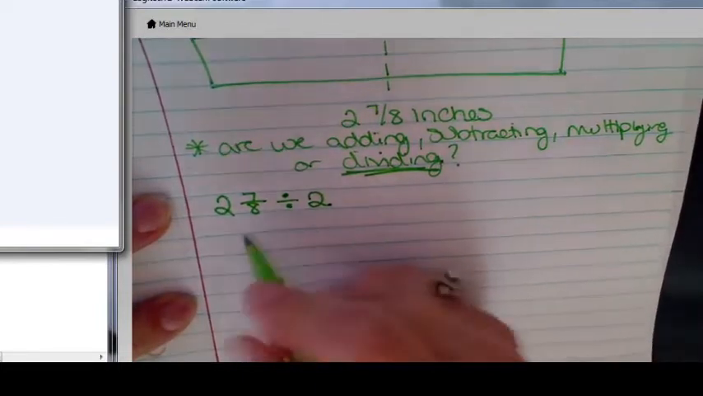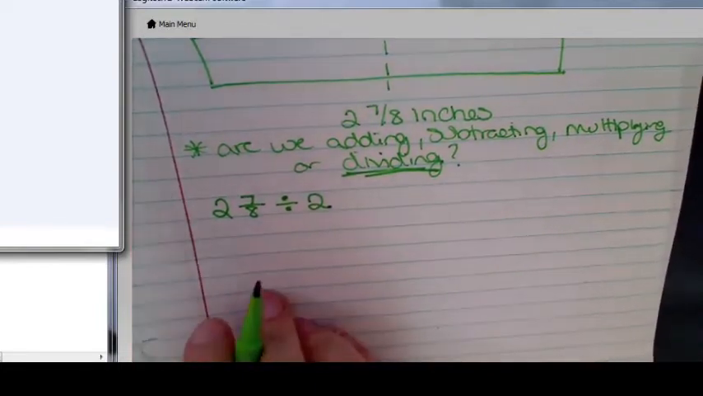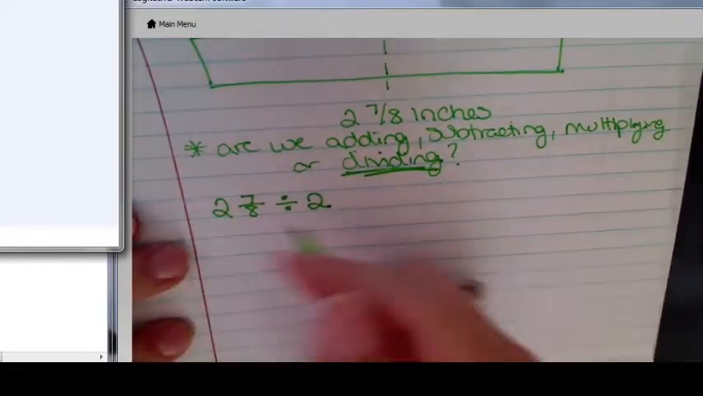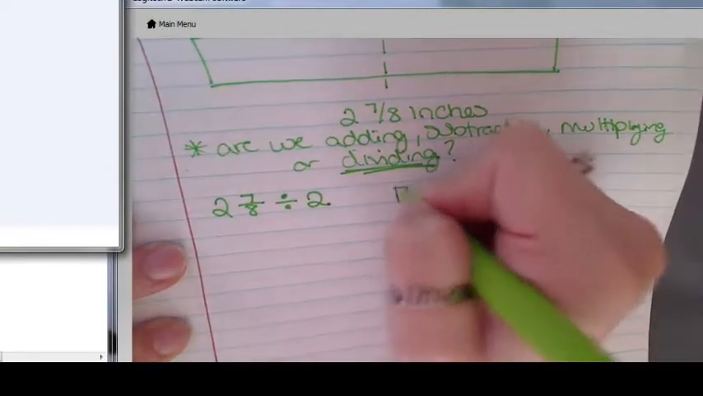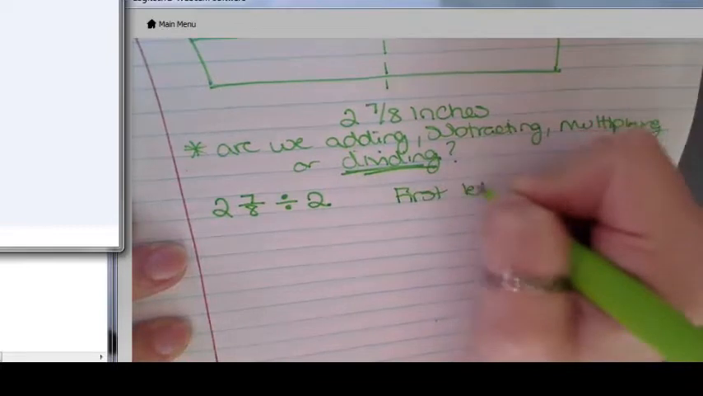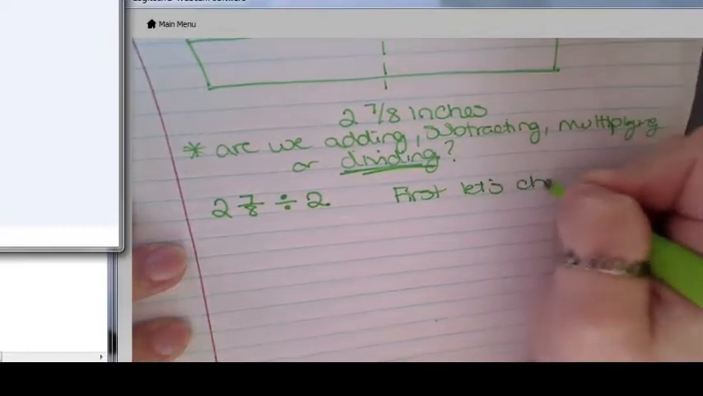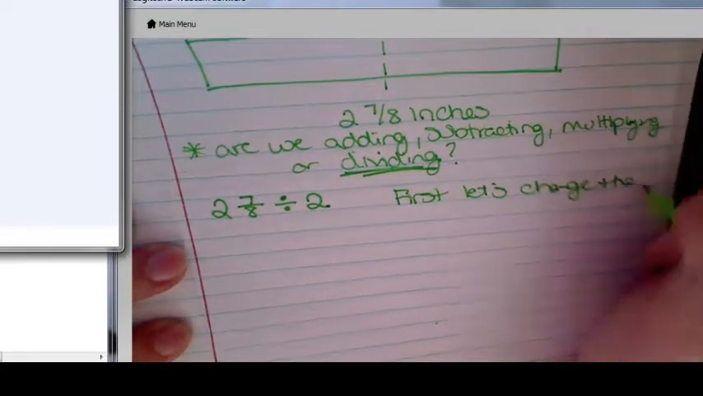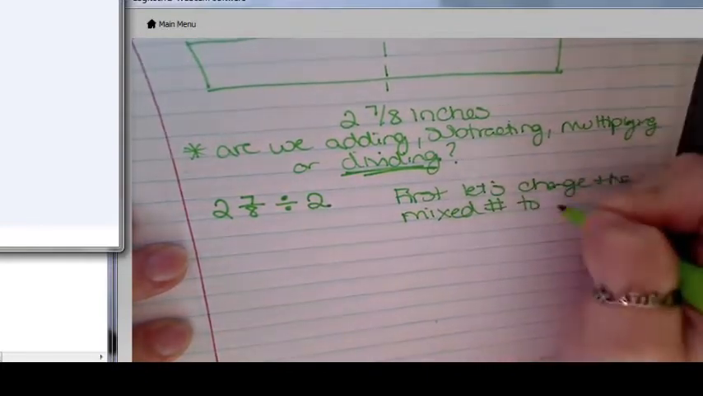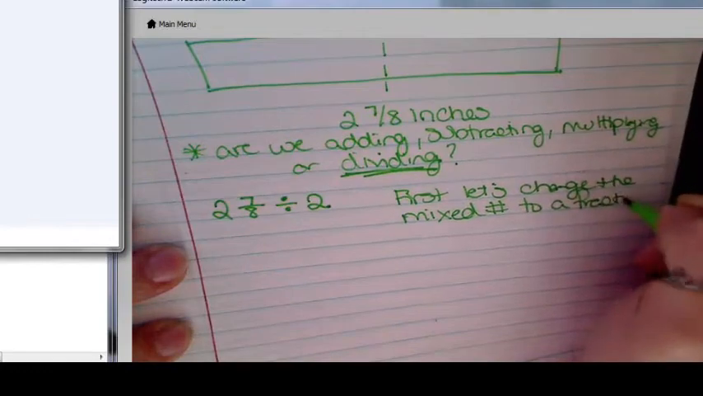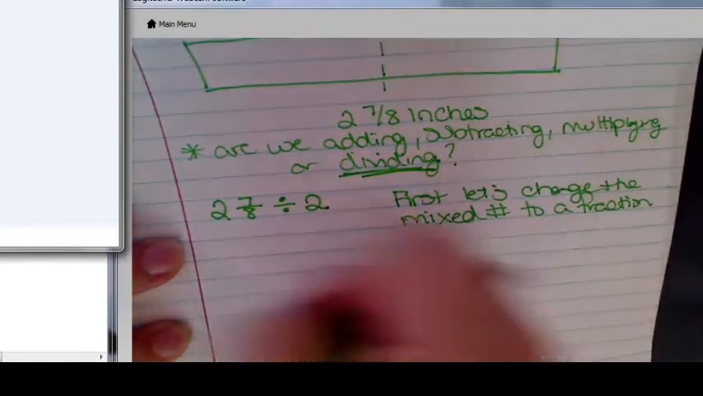So we have more than one problem going on here. We have mixed numbers, and then we have division. So let's do one thing at a time. First, let's change the mixed number to a fraction. Okay, so we're only going to do that part right now.